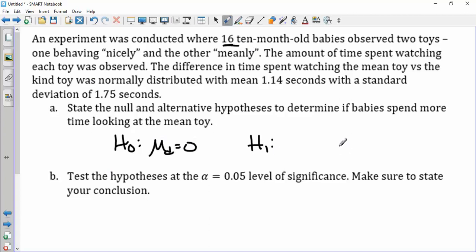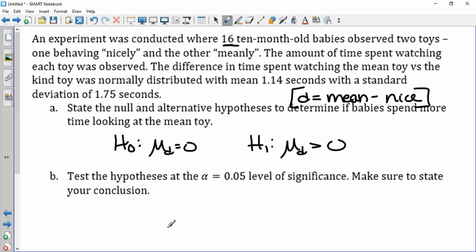Okay, we want to see if they spend more time looking at the mean one. All right, so let's say we're just going to assume this difference is going to be the mean toy minus the nice toy. So if they spend more time looking at the mean one, then the mean of the difference would be greater than 0. Wait, how did you know that thing? I didn't really, a lot of times I would give you tables and we would do it that way. I didn't really specify, so that's why I just kind of said this is how we're going to do it.